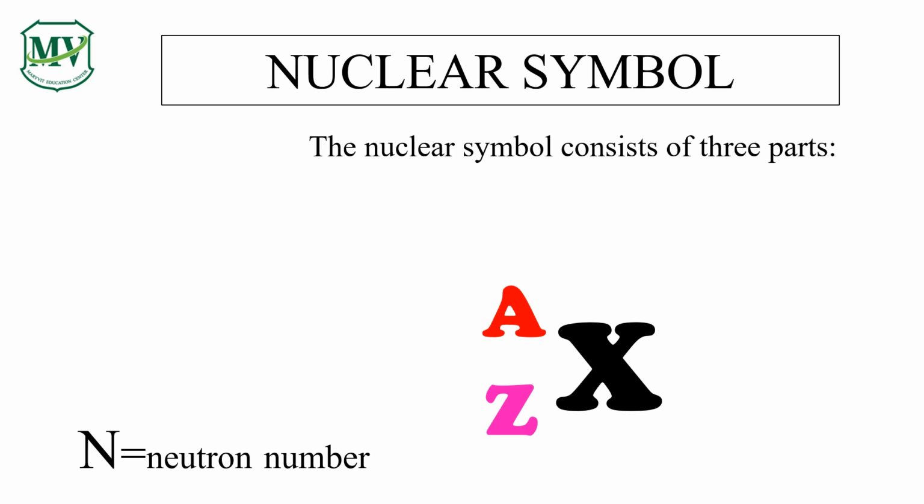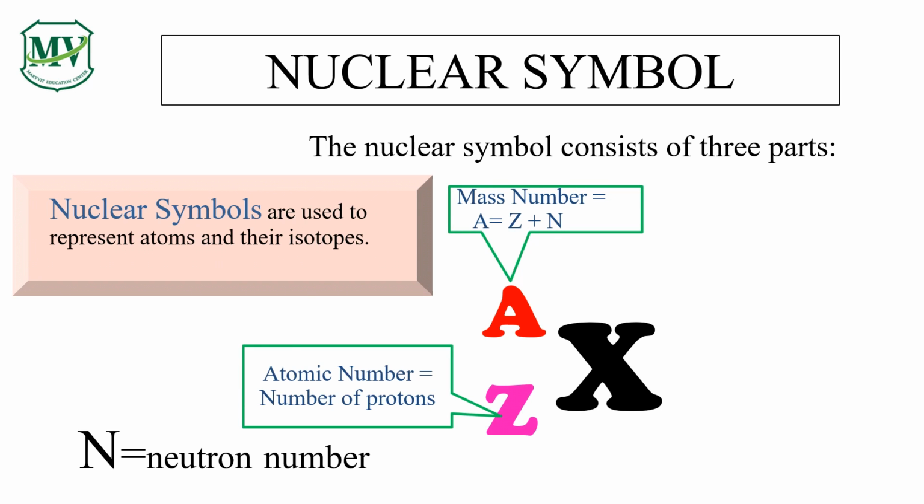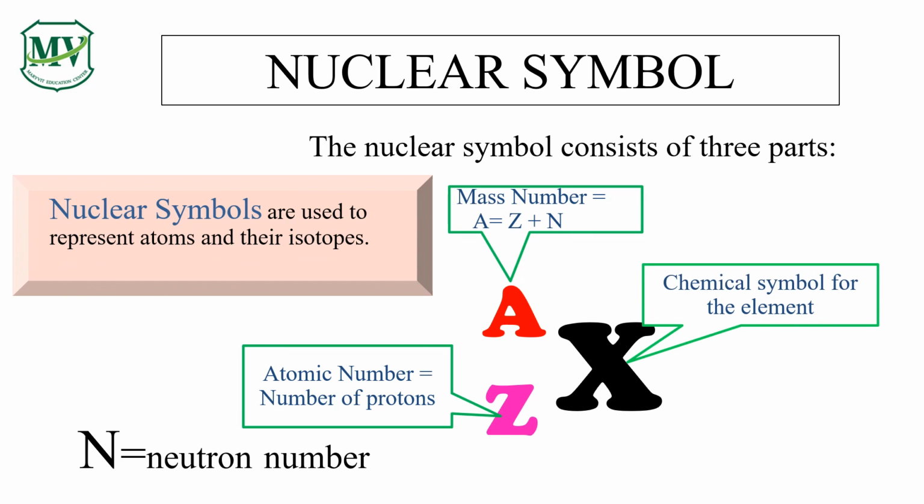What do you call the symbols that are used to represent atoms and their isotopes? You're right! The symbols that are used to represent atoms and their isotopes are called nuclear symbols. What are the three components of the nuclear symbol? Awesome! The nuclear symbol consists of three parts: the mass number, the atomic number, and the chemical symbol for the element.